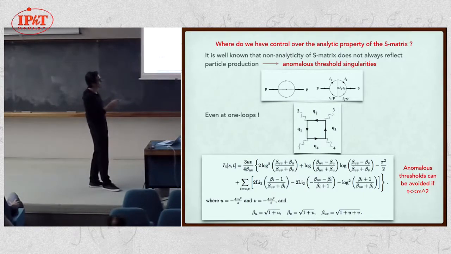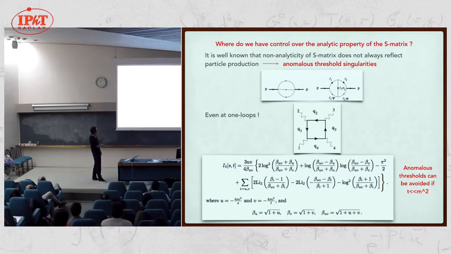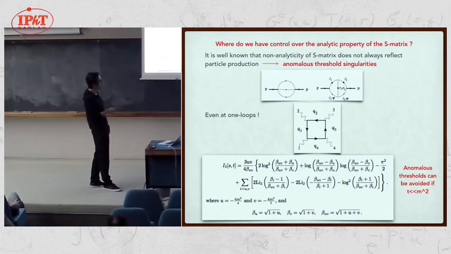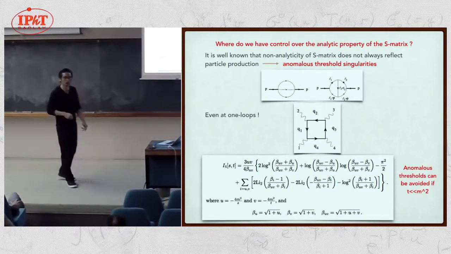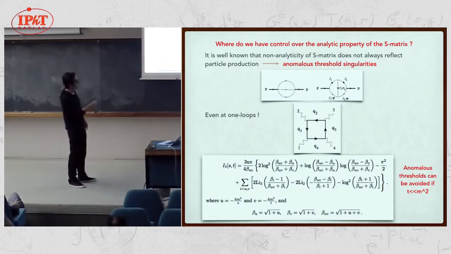So this is the massive box. This is the integrated result. And you see that the discontinuity is given by these functions, beta_u, beta_v, and beta_uv. And these u and v are just 4m squared over s and 4m squared over t. Here, these are what you would call the usual particle production threshold singularity, which starts at 4m squared. But then there's an extra piece here. And this extra piece precisely corresponds to this threshold singularity. And that piece corresponds to the possibility of putting all four propagators on shell.